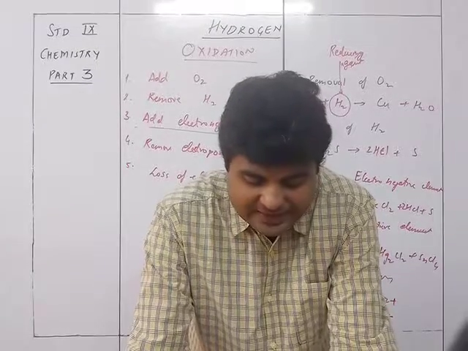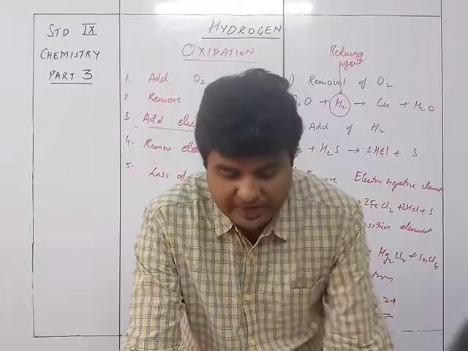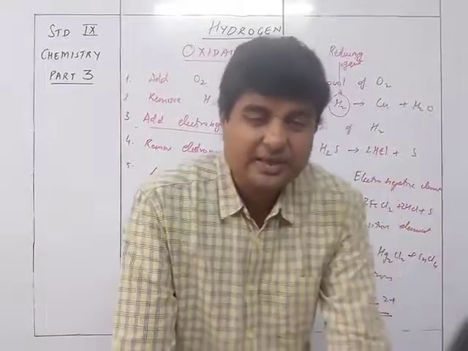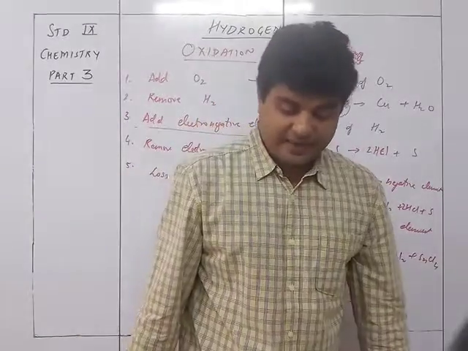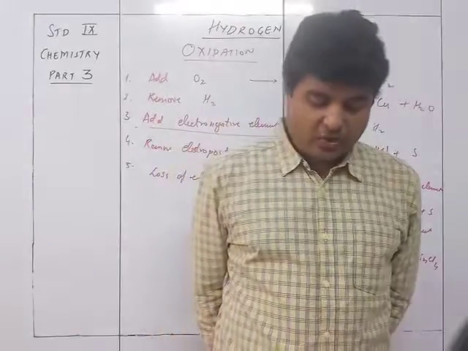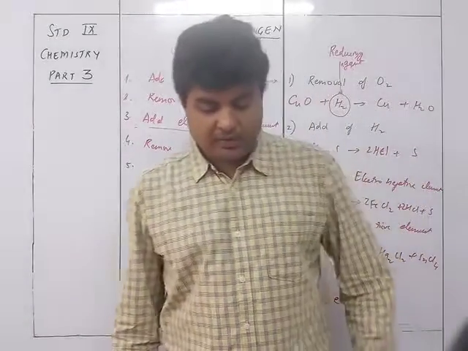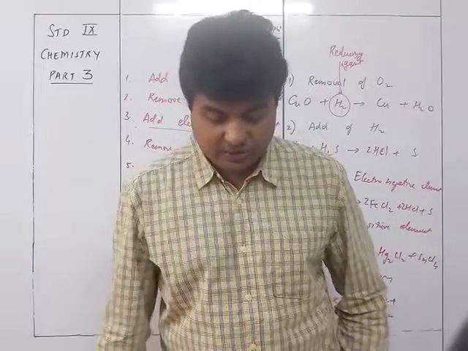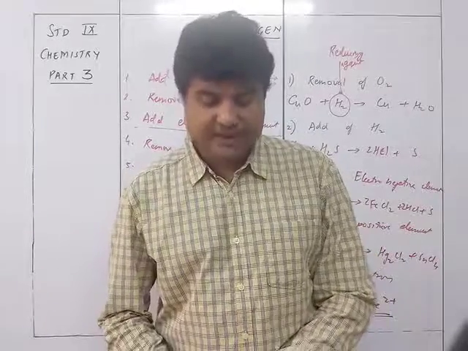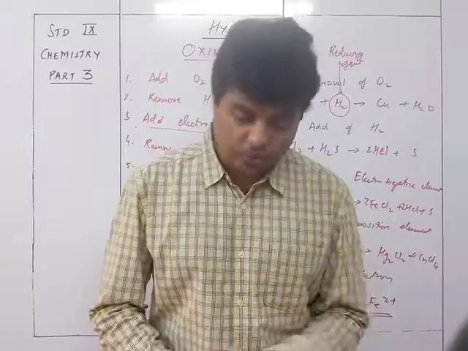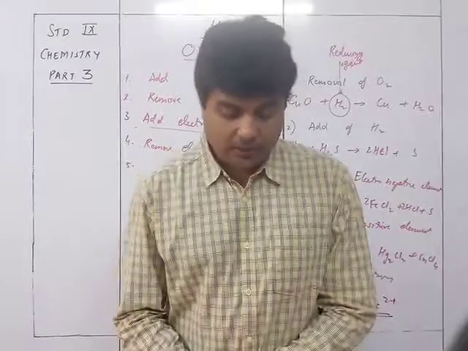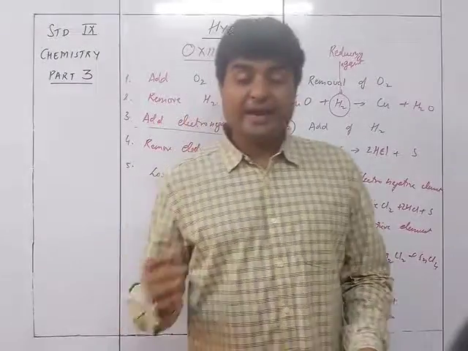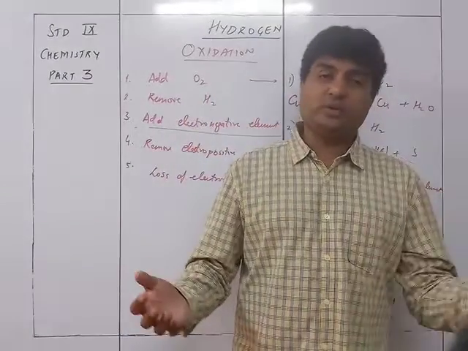Similarly, H2S plus Cl2 will give HCl plus S. So accordingly, the chlorine reduces to HCl because of the gain of hydrogen from H2S, and H2S is getting oxidized. It's a reducing agent, and Cl2 is the oxidizing agent. So Cl2 is the oxidizing agent, H2S is the reducing agent.